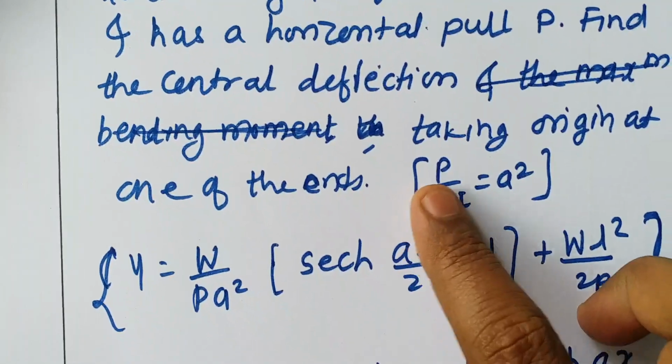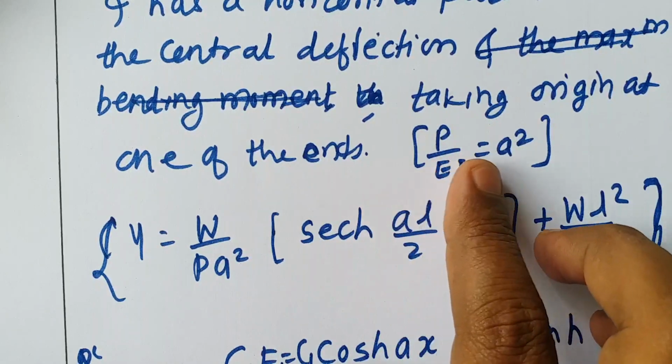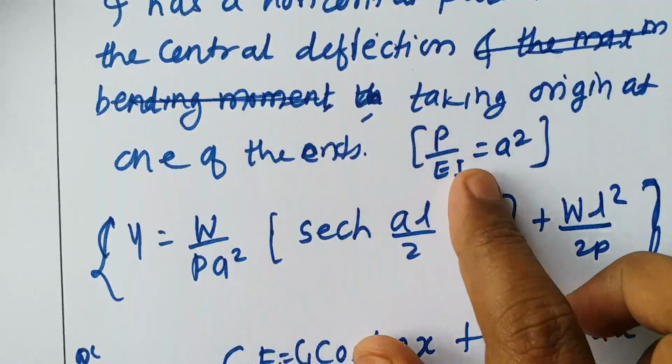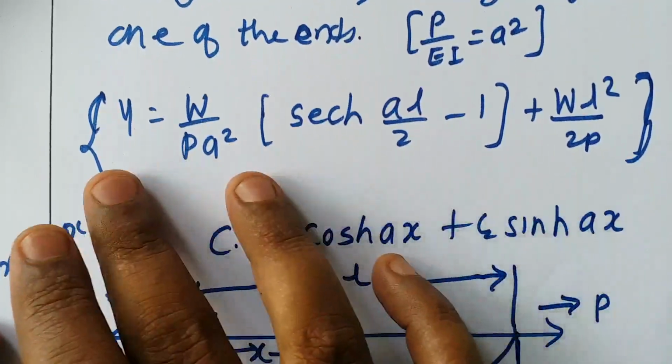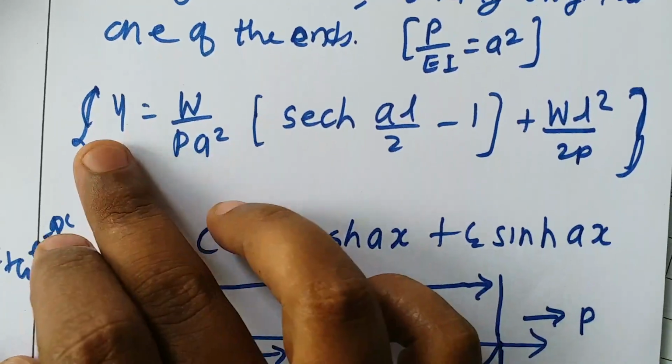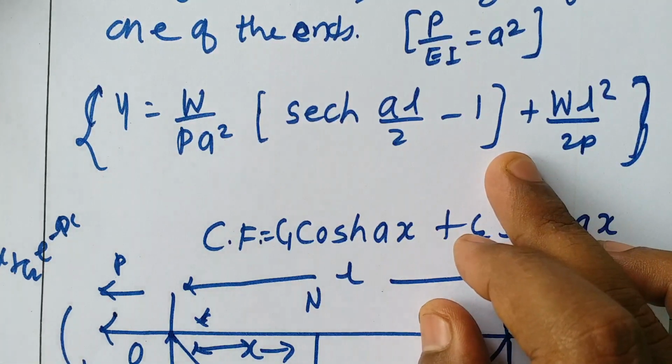You need to calculate this at the end, taking one of the ends as origin, and consider the value P by EI equal to a square. This is the answer for that problem. We'll get y at x equal to L by 2, the central deflection.